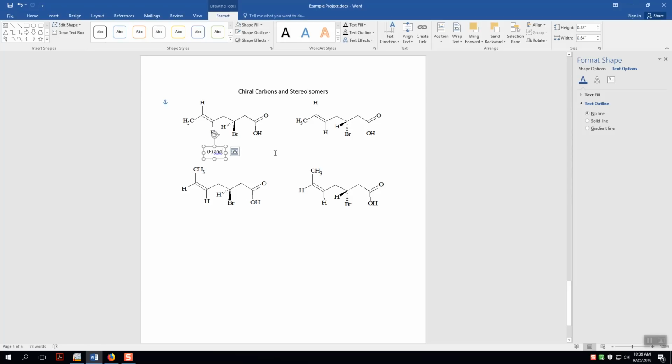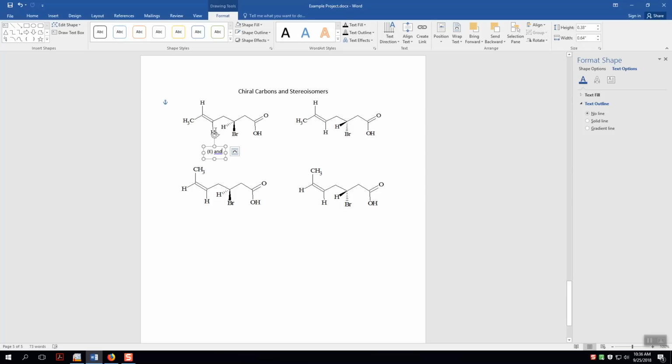So to do that, I need to rank my priority groups. Well, bromine is 1. Now, carbon, carbon double bonded to a carbon, carbon, carbon bonded to an oxygen. So here, 2 carbons away, I have a bond to an oxygen, and here I just have bonds to carbon. So this is priority 2. This is priority 3. The hydrogen is away from me, so it's the default configuration. Said another way, I don't have to flip it.